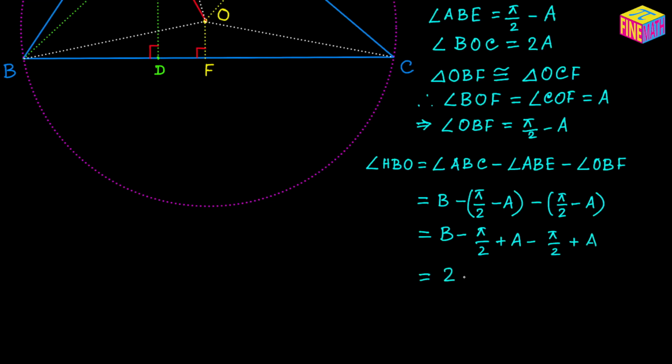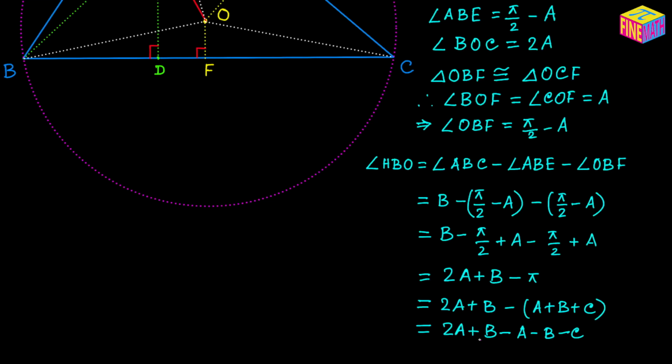So that is equal to 2A plus B minus pi, and in place of pi can we write A plus B plus C, because we know from the original triangle the sum of the three interior angles is equal to pi radians. So in place of pi here I am going to write A plus B plus C. So this can be written as 2A plus B minus (A plus B plus C), and again if we remove the parentheses, this will look like 2A plus B minus A minus B minus C, and you can see that the B will cancel this B, and then this A will cancel one of the A's here. So we are going to be left with A minus C. So we have been able to find out the size of the angle HBO.